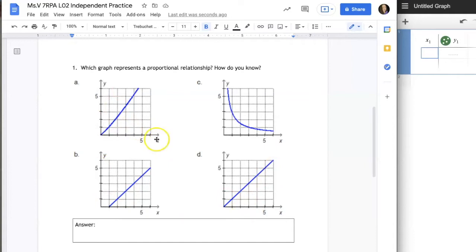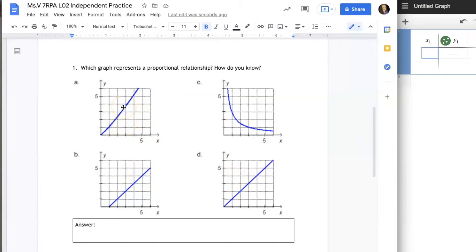The second thing to look at is, is it a straight line? B and D are definitely straight lines. A, it's a little wonky. And if we compare it to B and D, it's definitely not straight. So we're going to throw that one out.